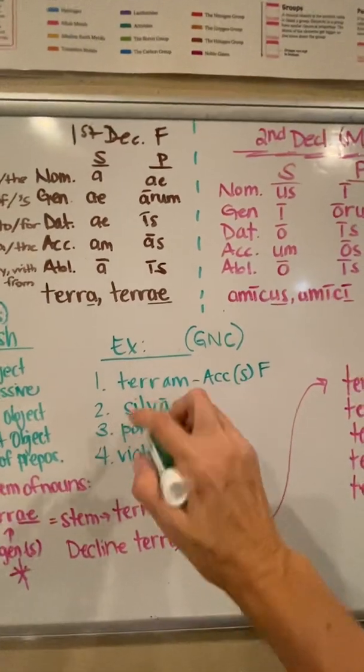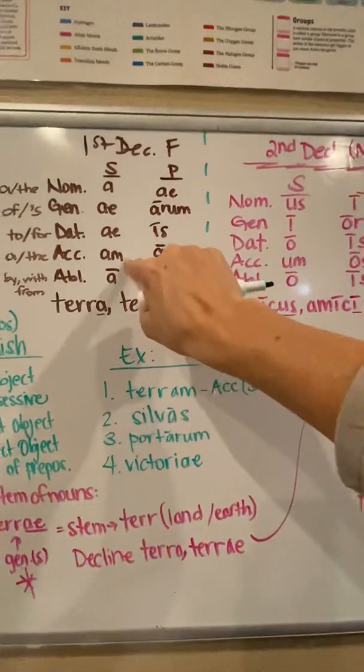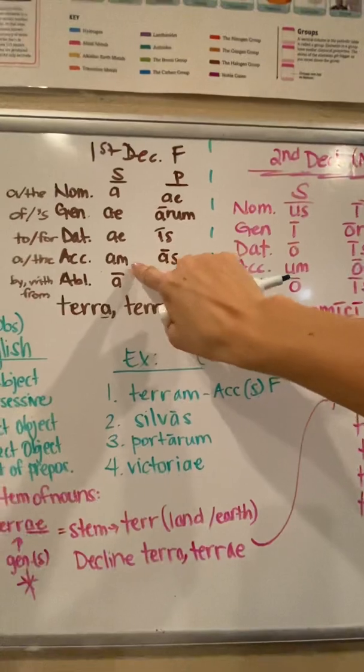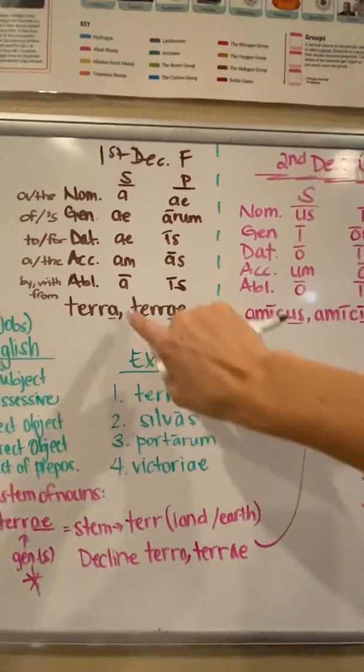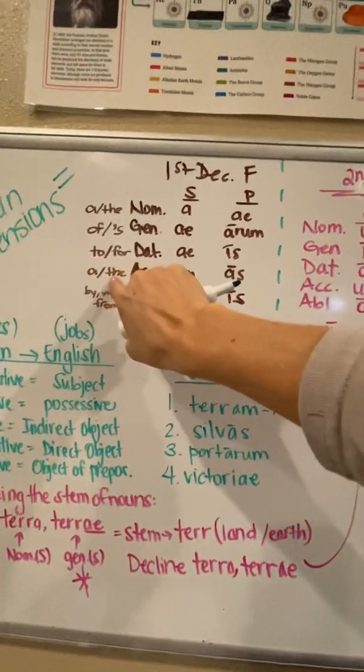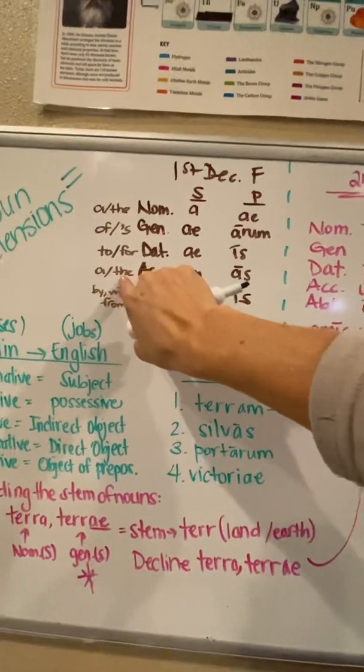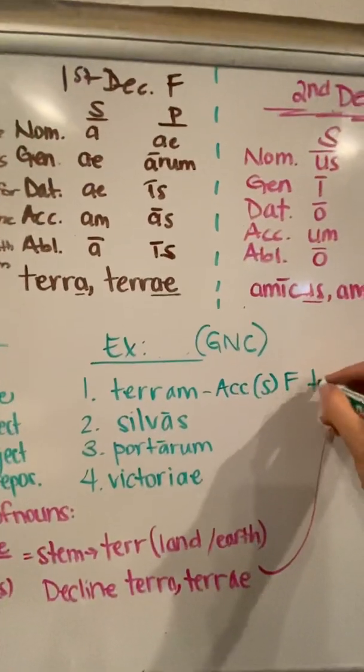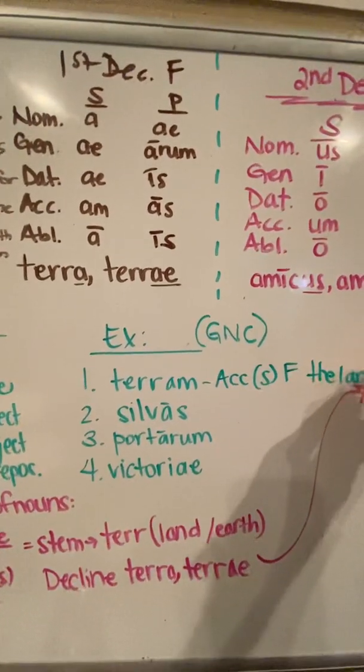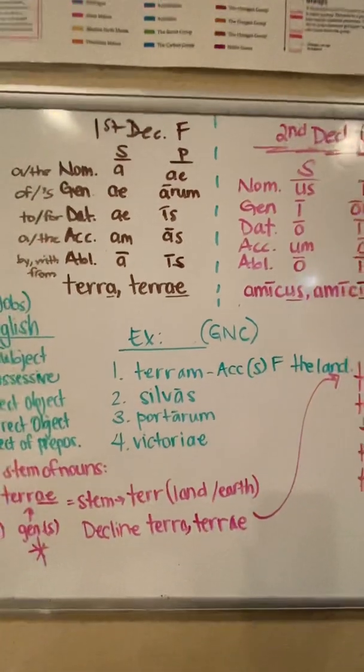And what does that translate to? Terram. Okay, we know that ter means earth or land, and I know that I have to tack on one of these articles. So I'm going to translate it as the land. Okay, and that is how we are going to complete this exercise.